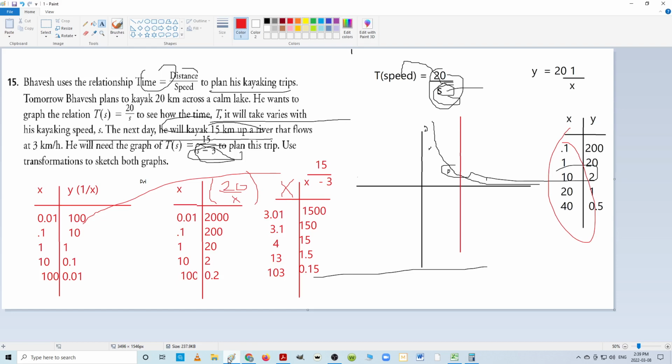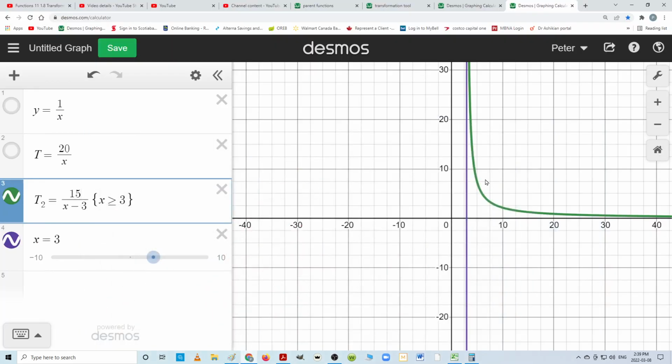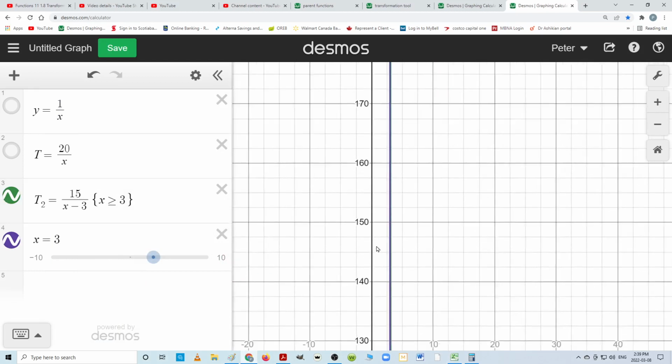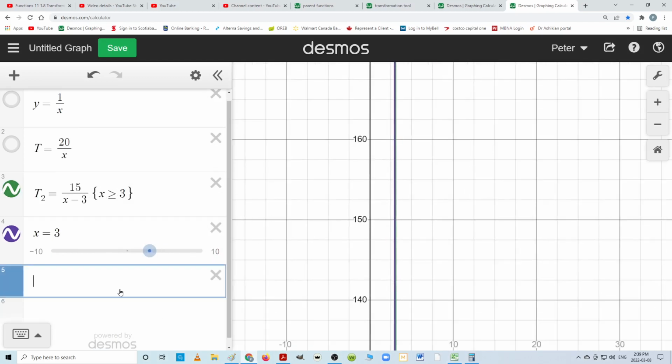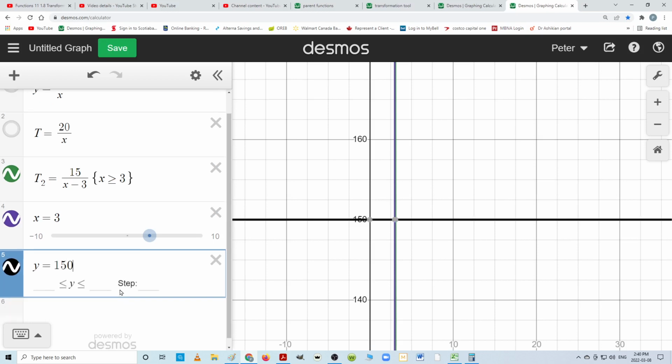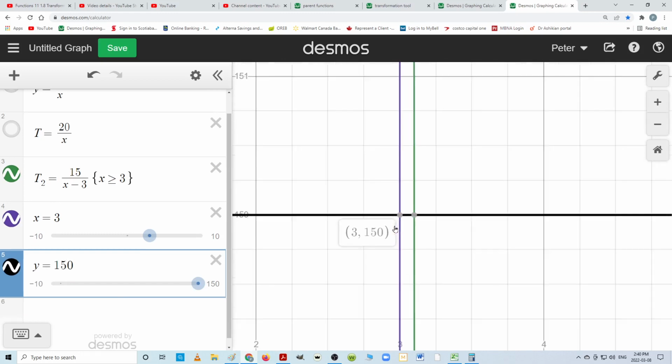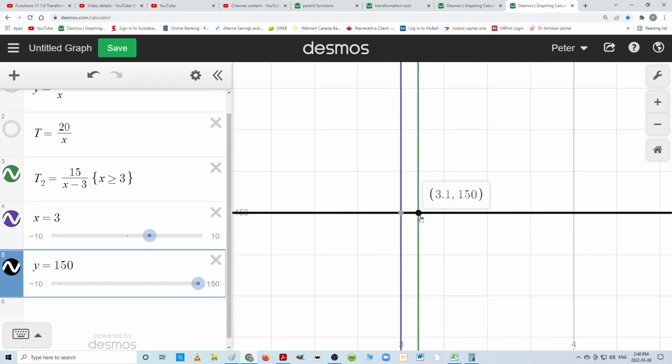I'm looking for 3.1 and 150, which would be a good one. Let's draw a line straight through y is equal to 150 to see where we cross. I've got to choose the right one. There you go. 3.1 comma 150, just as anticipated.